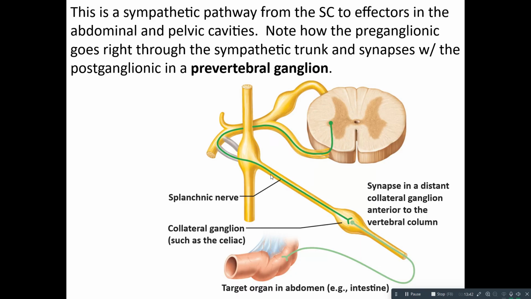It exits into a nerve emanating from the sympathetic trunk called a splanchnic nerve, and onward to a ganglion in front of the vertebral column. So it's called a prevertebral ganglion, and it's inside that prevertebral ganglion that our two neurons meet, and our postganglionic neuron then continues onward towards target tissues in the abdominal and pelvic cavities.